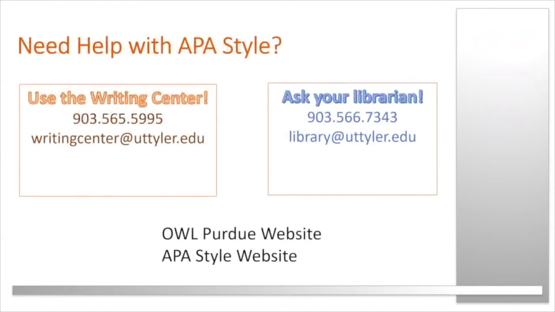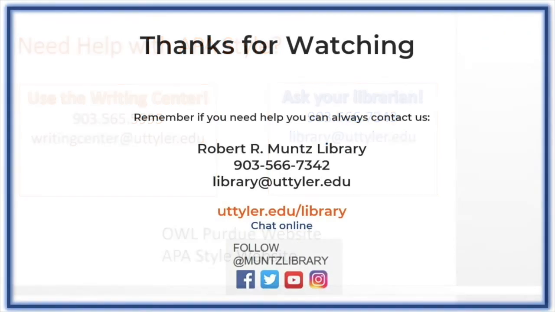If you do not yet have a copy of the 7th edition of the APA Publication Manual, come to the library. We have a copy that you can use for in-library use only. The APA Style website, apastyle.apa.org, is also a great source for APA Style information, as well as the Online Writing Center, or OWL, from Purdue University. If you still have any questions or need help with using APA Style for your assignment, feel free to contact the Muntz Library.